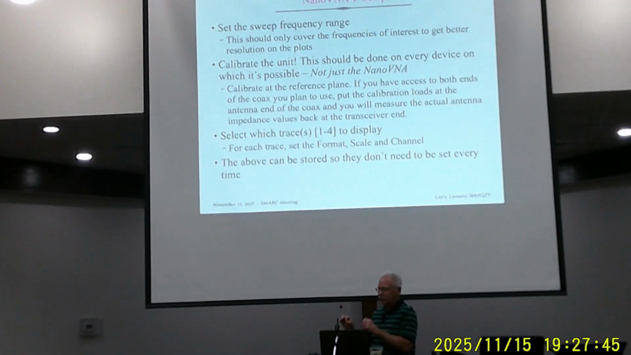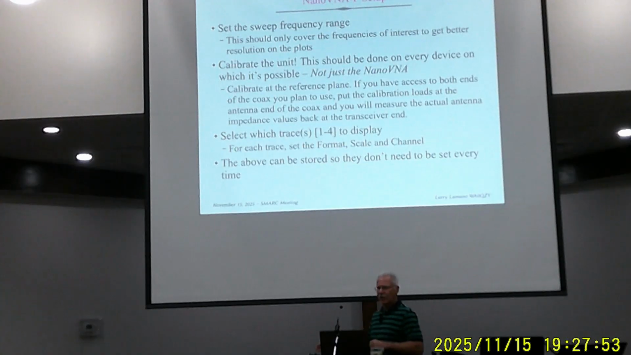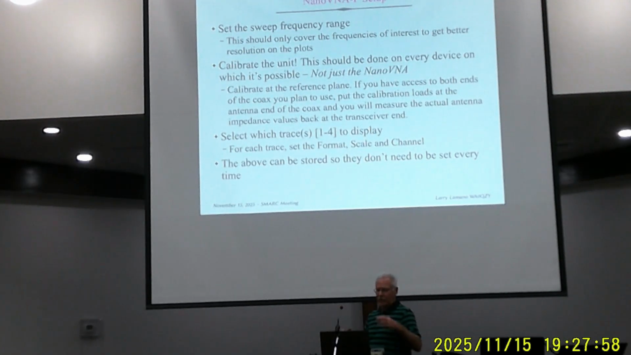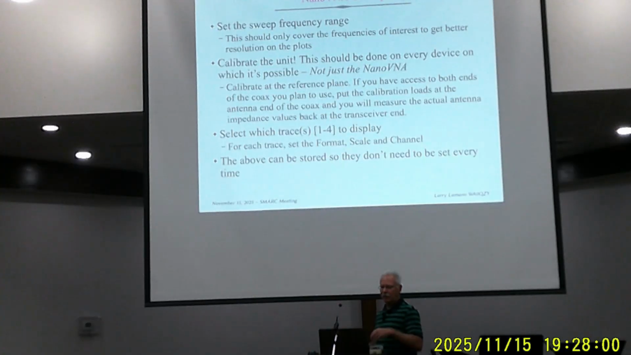So you can't really get a good measurement without calibrating at the reference plane. Like I said, you can do it here, and that's better, but if it's possible, you want to actually measure that at the transmission line, do those loads. So you want to do the sweep, you want to calibrate it, then you select which traces to display. So you can do up to 1 to 4. You can pick any of them or all of them.